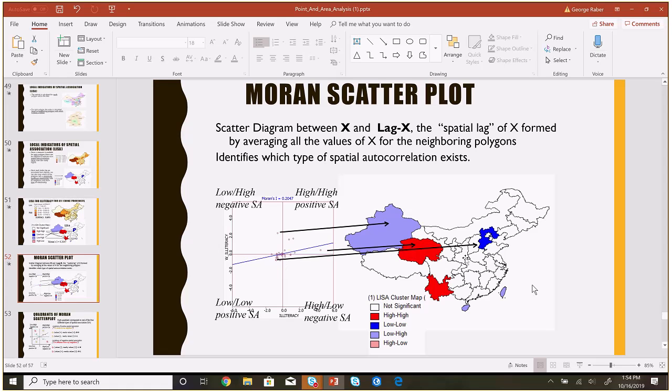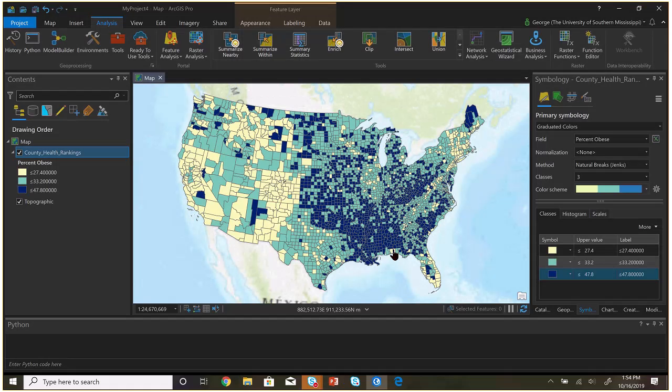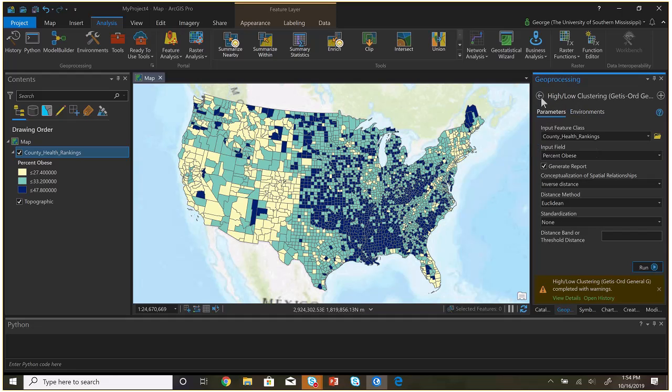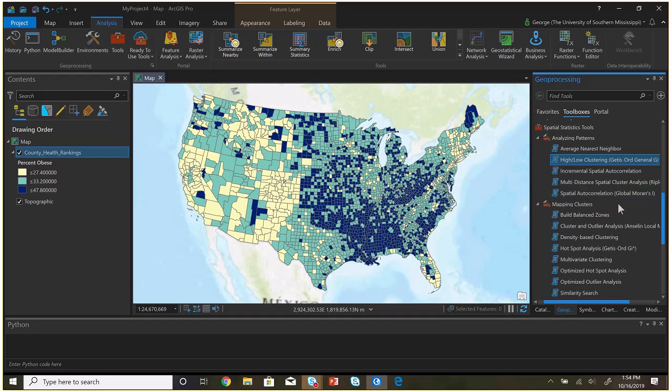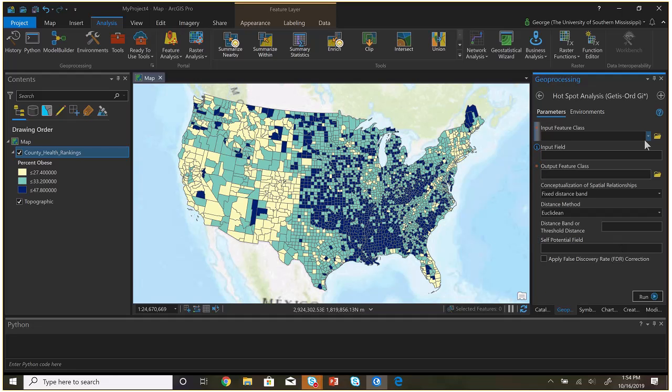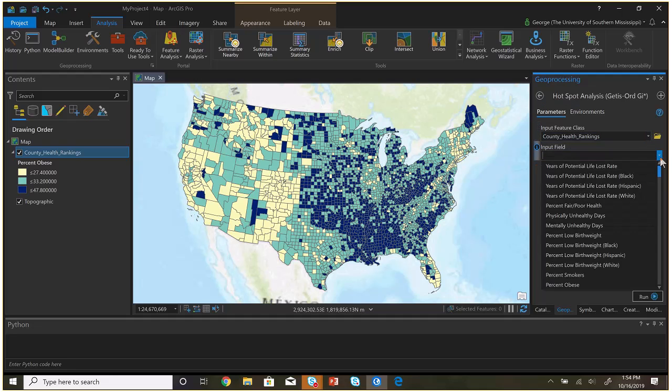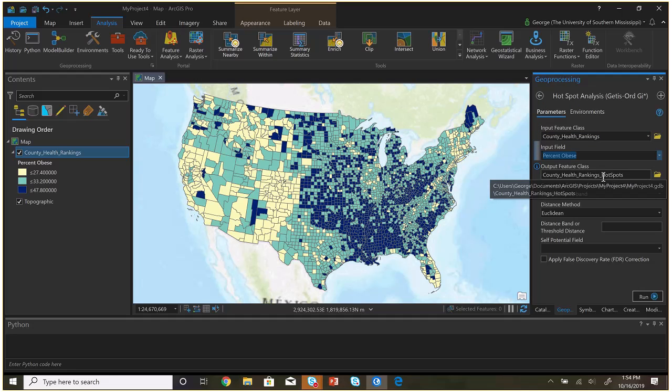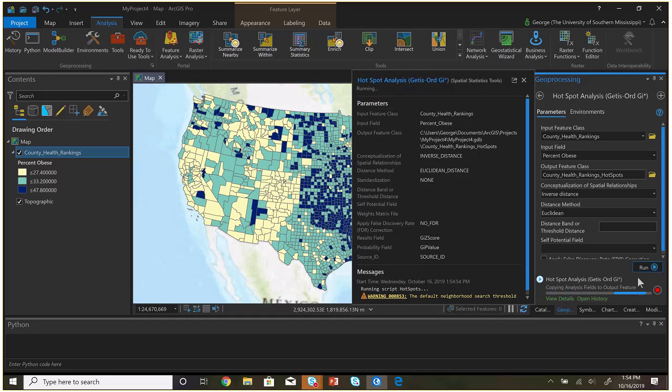So that's actually low-low. I don't know if there is a high-low. Yeah, there's no high-low example on this map. But let's see if we do that same analysis on our data set. This one is under mapping clusters. And this is the hotspot analysis, this one that I've just talked about. So this is a common tool to use. We're going to do county health rankings, we're going to do obesity, and we'll use inverse distance because we've been using that so much, and then run this.